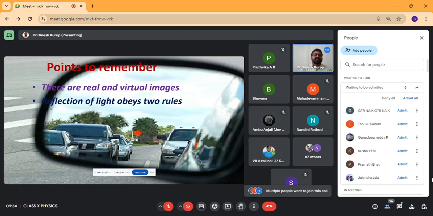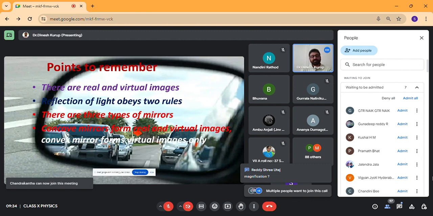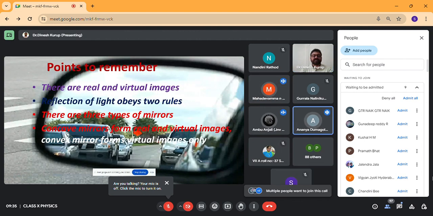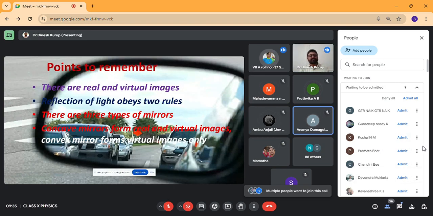Clear? Yes, sir. Then we have to remember certain points. Real and virtual images are there. Reflection of light obeys two rules. You may be knowing the rules. What are the two rules? The laws of reflection. The incident ray, reflected ray, and normal are in the same plane, and the angle of incidence is equal to the angle of reflection.